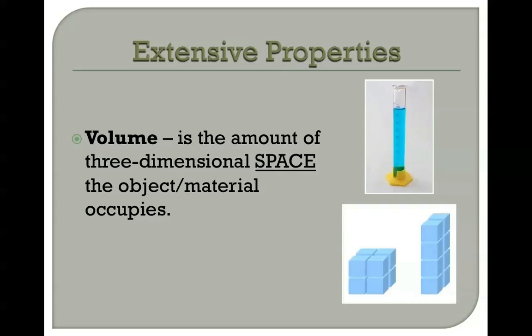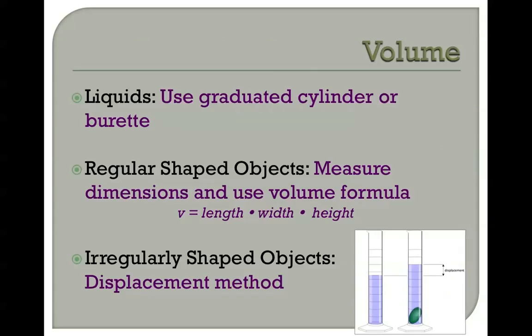Now volume is the amount of three-dimensional space that an object or material will occupy. And we've already done some of these techniques in our lab so far this year. For liquids we want to use a graduated cylinder. Sometimes towards the end of the year we'll use a burette. Regular shaped objects we can measure the various dimensions, such as for a cube, length times width times height. We've also done a cylinder already, so using that formula as well. We can also measure irregular shaped objects by using the water displacement method and figuring out the volume of the water that was displaced and equating that to the volume of the object.